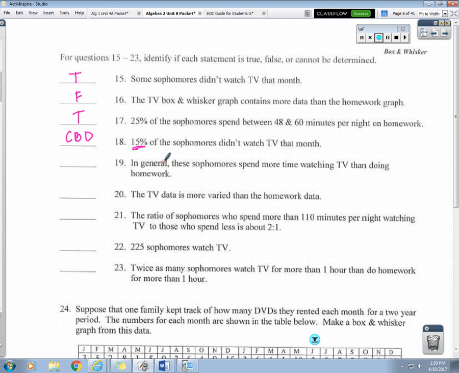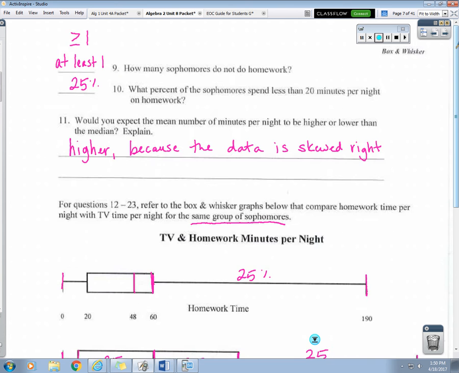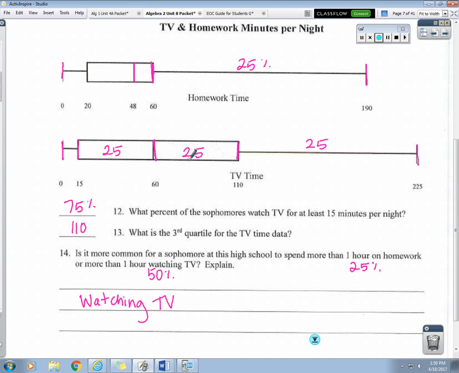In general, these sophomores spend more time watching TV than doing homework. True. Okay, that one's kind of a no-brainer. When you look at the box and whisker plots, you'll see that they spend a lot more time watching TV than they do homework.